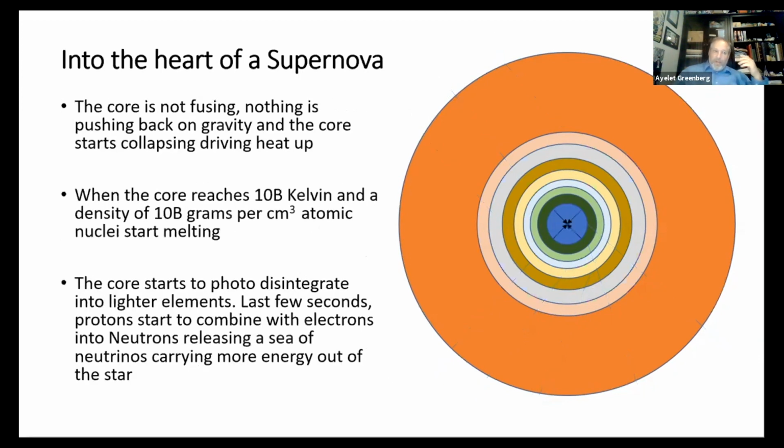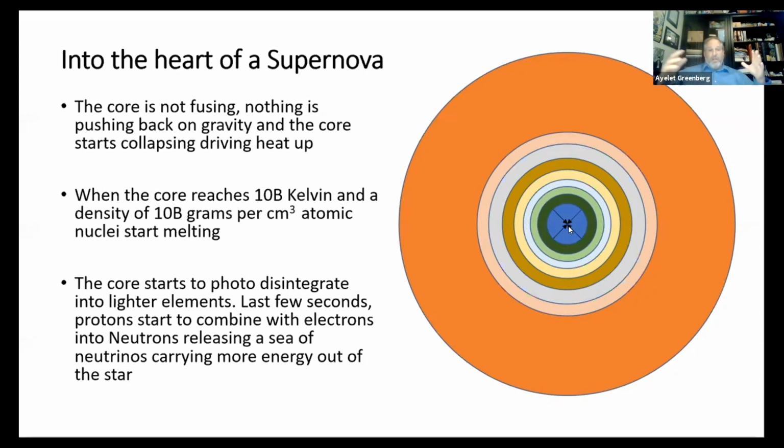So the core is not fusing, there's nothing left to fight gravity. And as you can see, it's starting to condense. This blue area here is representing that core, that big iron nickel core in the center. And it's starting to collapse against itself. As it's collapsing, it's getting hotter and hotter. It's going to reach 10 billion degrees and a density of 10 billion grams per cubic centimeter. At this point, nuclei start to melt together. It's starting to disintegrate into lighter elements.